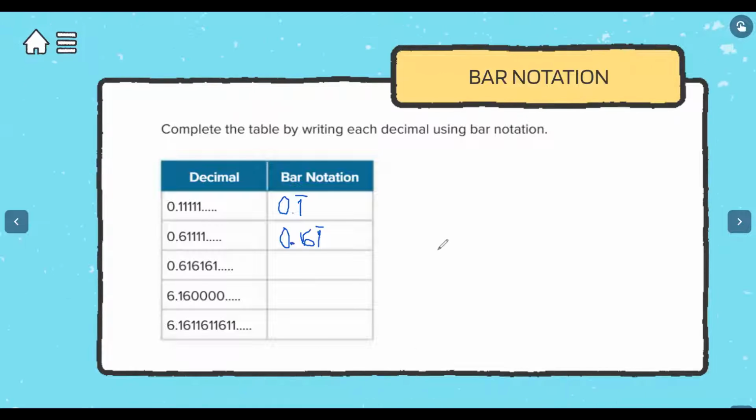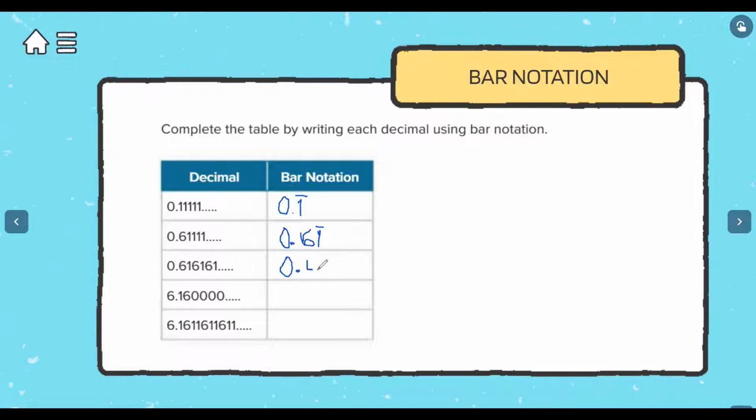In the next example right here, we see that the numbers that repeat are 61. It's 0.61, 61, 61, and so on. So what we need to put is 0.61. I'm sorry about my numbers. And the bar notation should go over the 61 because those are the numbers that repeat.